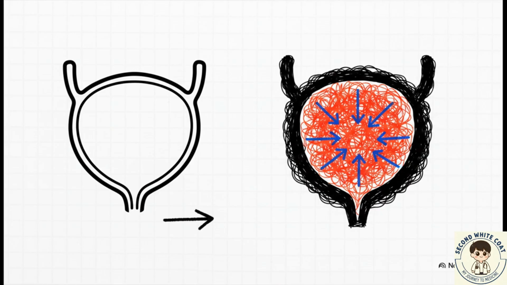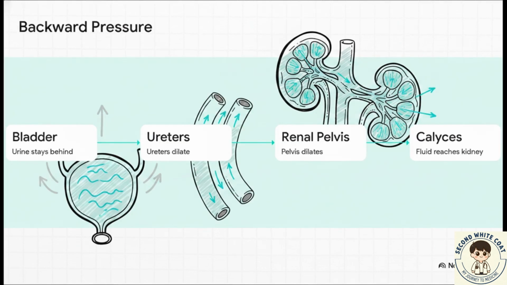Because the bladder struggles to empty against the compressed urethra, it has to push much harder. It compensates initially through muscle hypertrophy. The bladder wall physically thickens to generate more force, which, by the way, is exactly why the patient in our clinical stem is experiencing all that straining. Let's see how this builds over time.